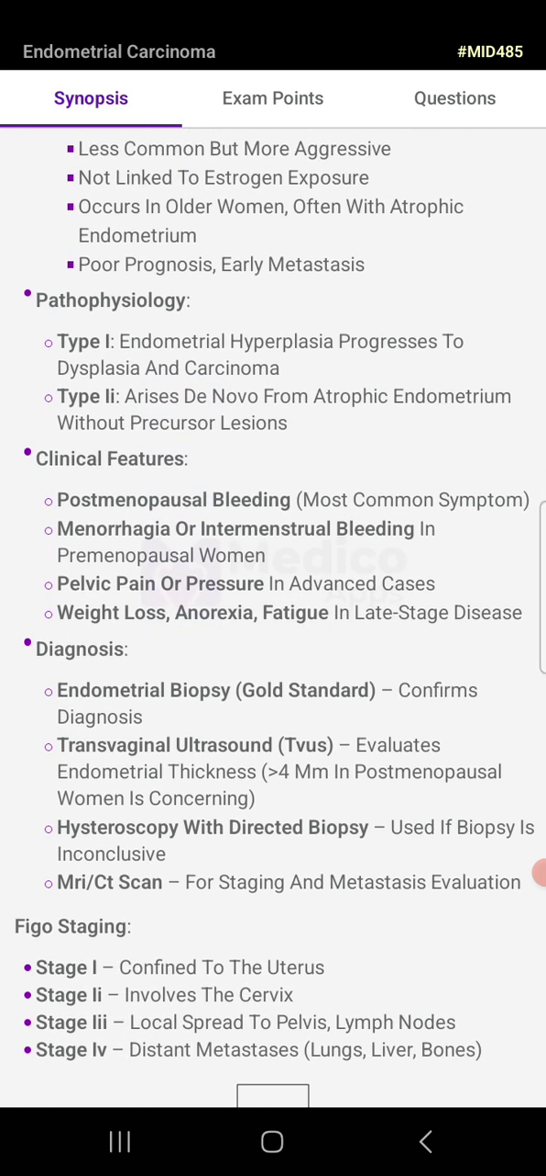Pathophysiology. Type 1: endometrial hyperplasia progresses to the dysplasia and the carcinoma. Type 2 arises de novo from the atrophic endometrium without the precursor lesions.